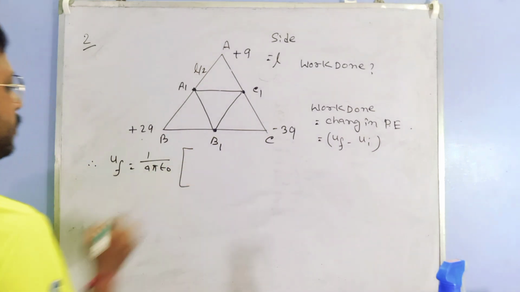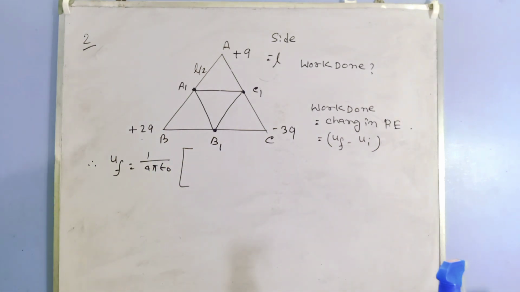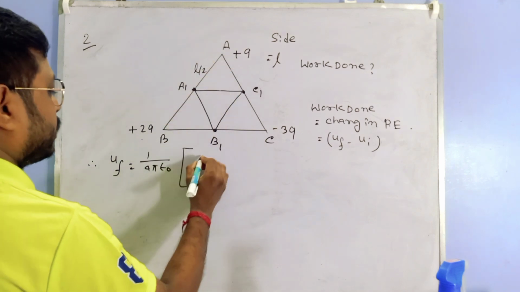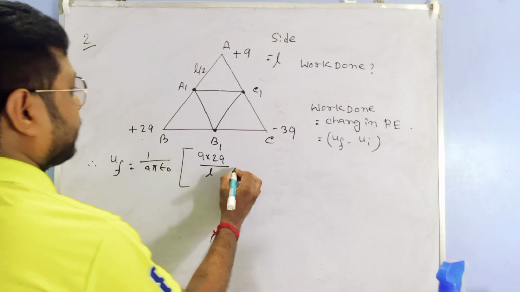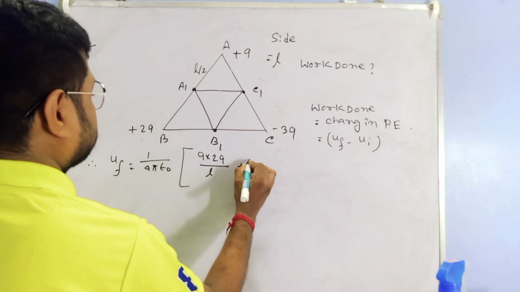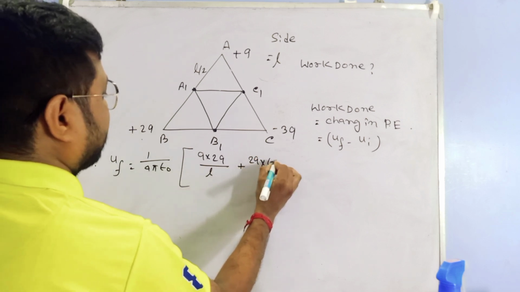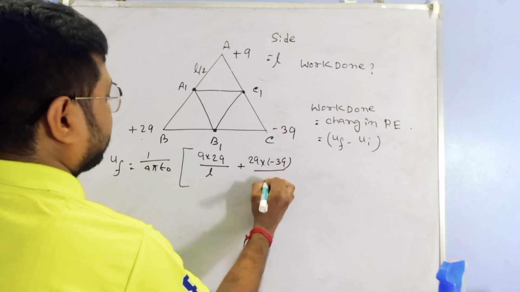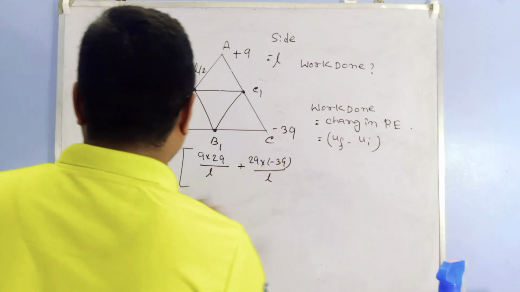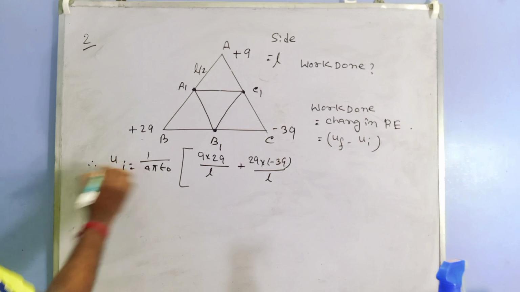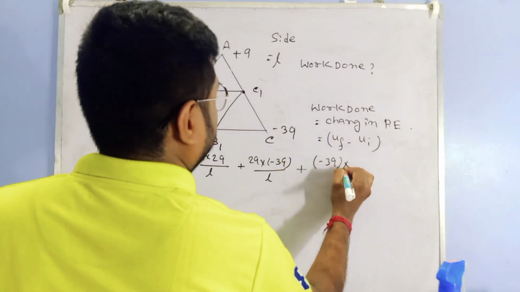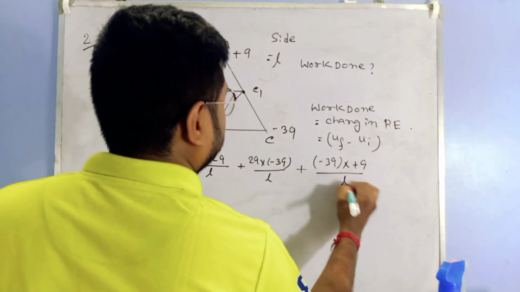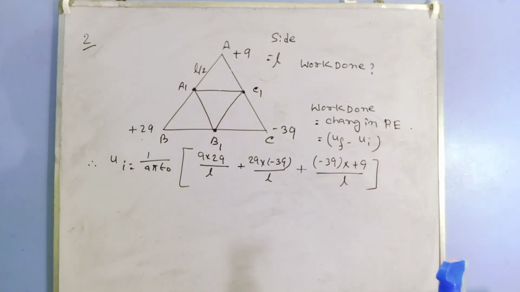So 1 by 4 pi epsilon 0, what is the potential energy? q into 2q by L, plus 2q into minus 3q by L, plus minus 3q into plus q by L. Okay, this is the initial potential energy.